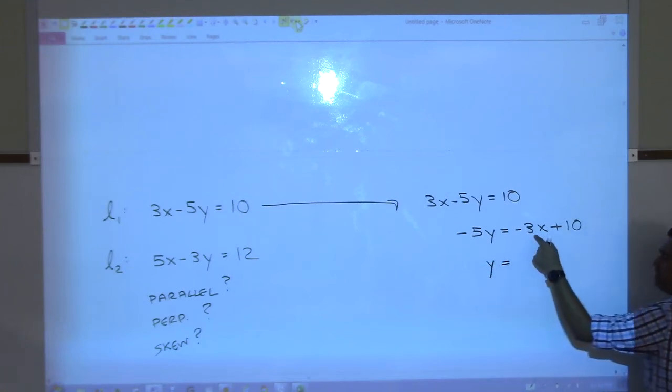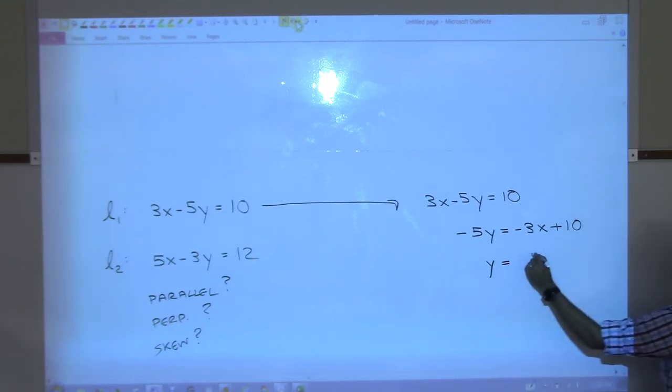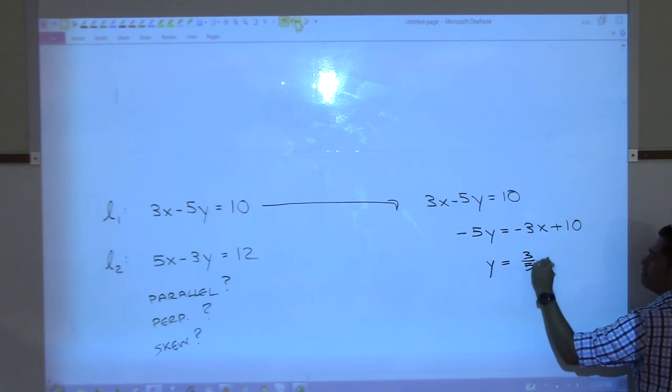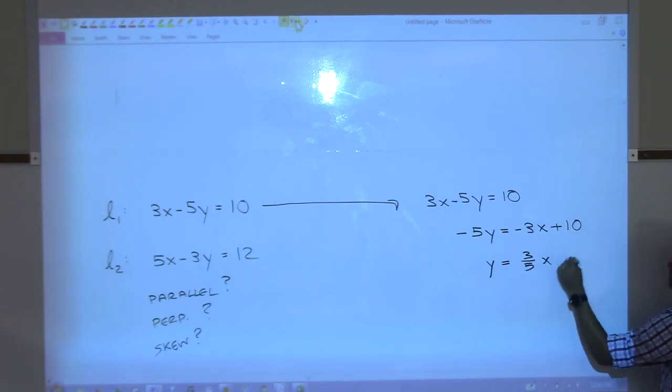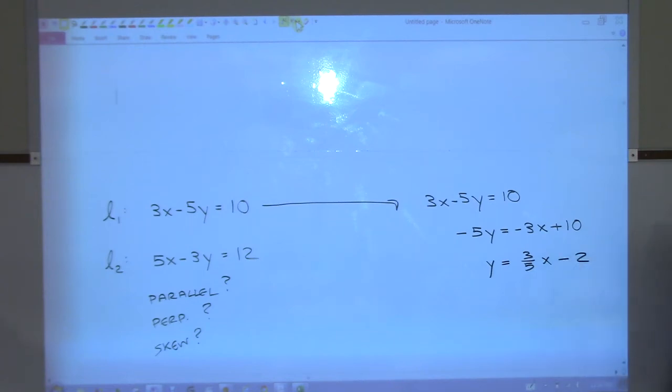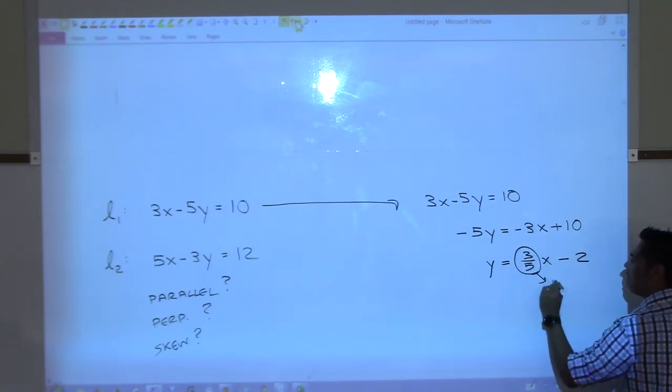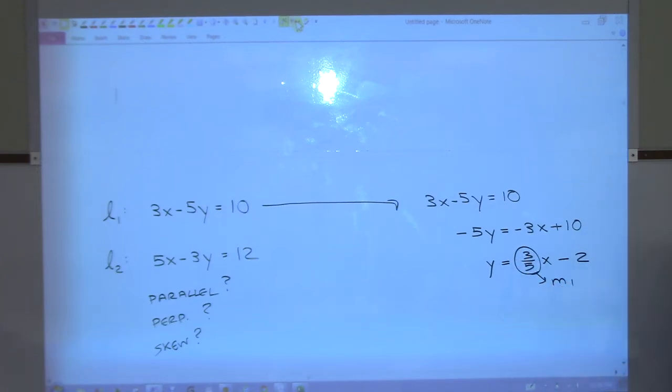What happens when I divide that by -5? Positive 3 over 5, because negative over negative would be positive. And then divide that by -5, -2. Okay? So, Miranda, what's the slope of L1? 3 over 5. So this is the slope of our first line. Okay, good.